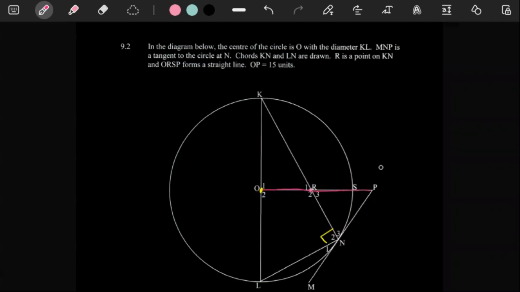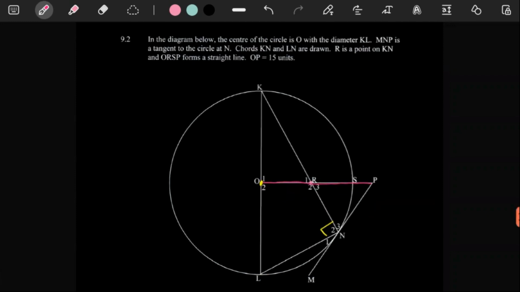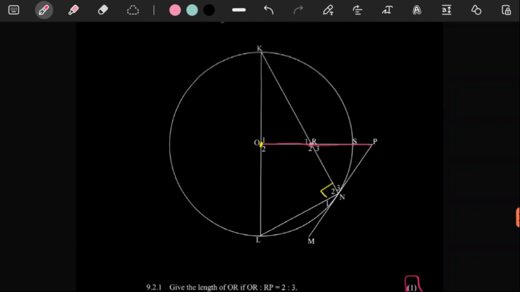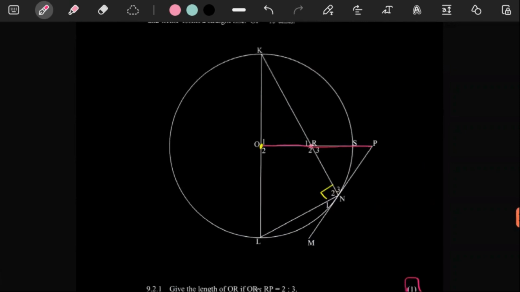I don't know. Probably is, but yeah. So much information, it's all over the place. It's like, ORSP, blah, blah, blah. For 1 mark, your ratios. Give the length of OR if the ratio of OR and RP is 2 to 3.